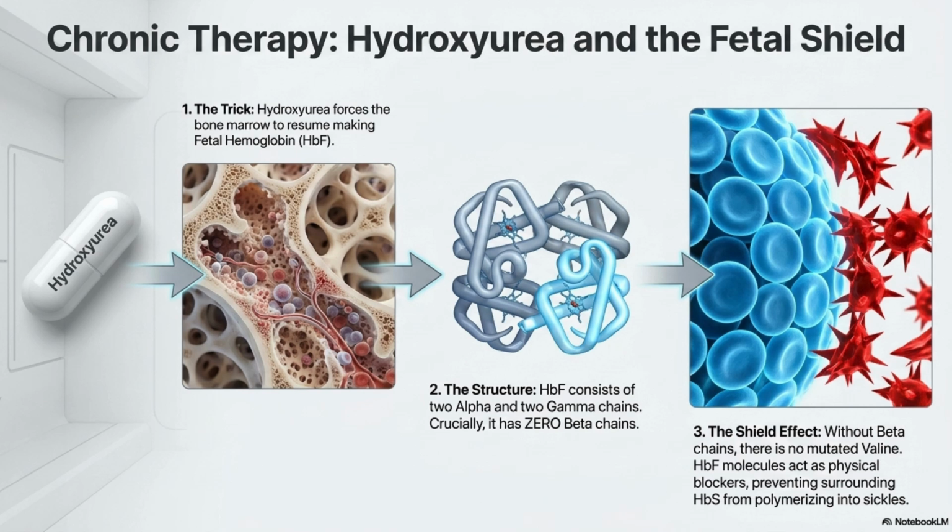The shield effect. Without beta chains, there is no mutated valine. The HbF molecules act as physical blockers, preventing surrounding HbS from polymerizing into sickles.